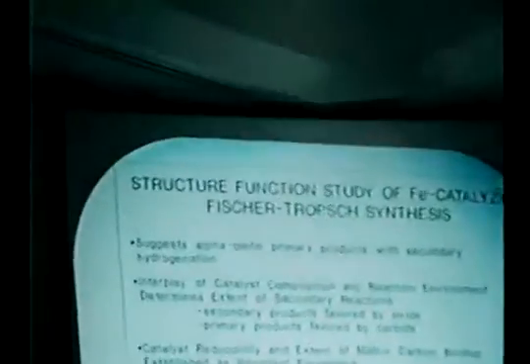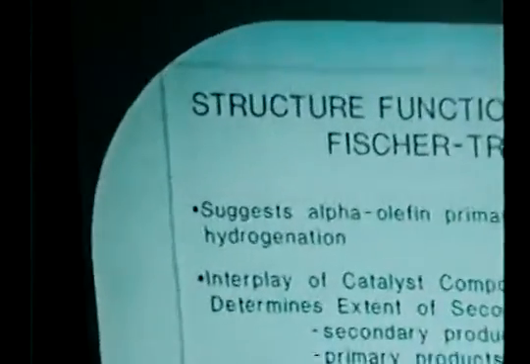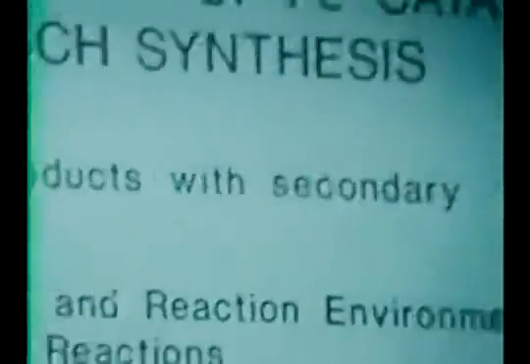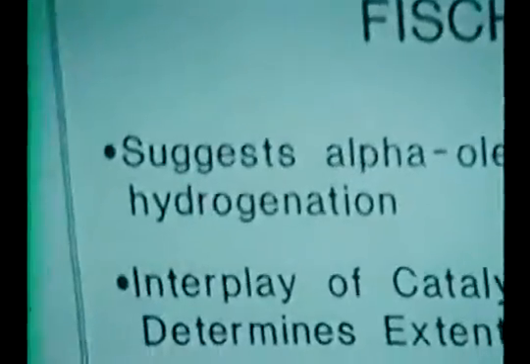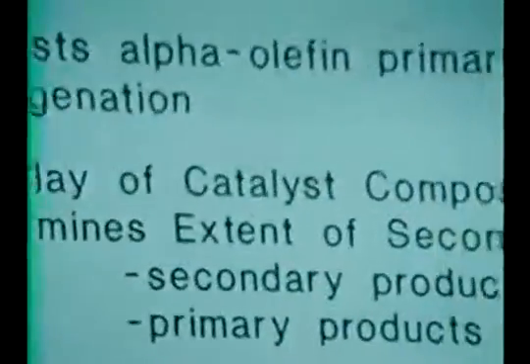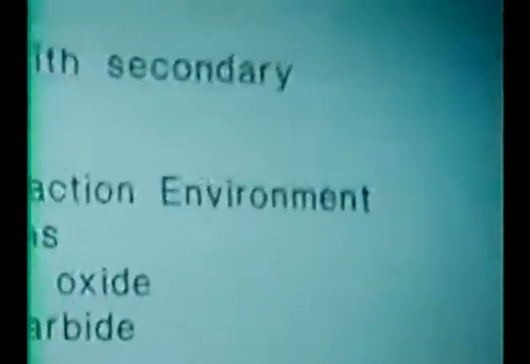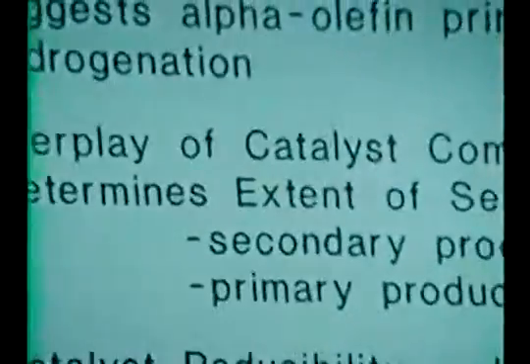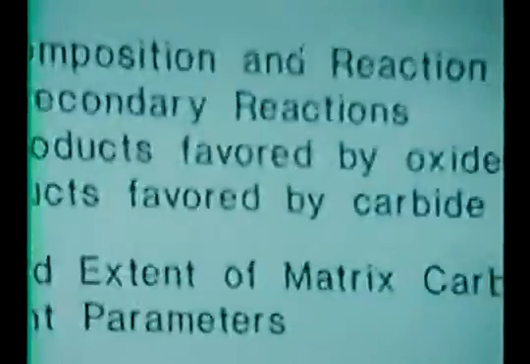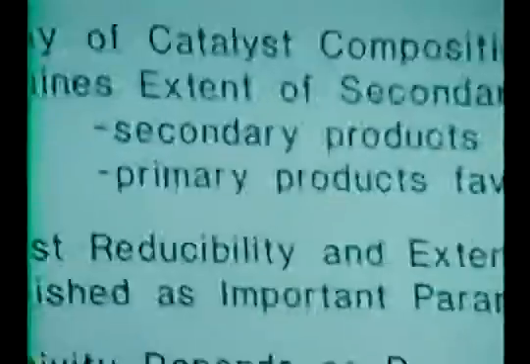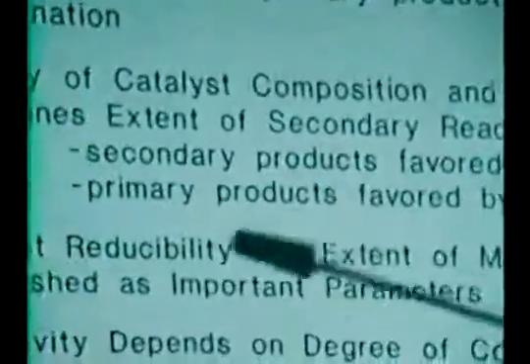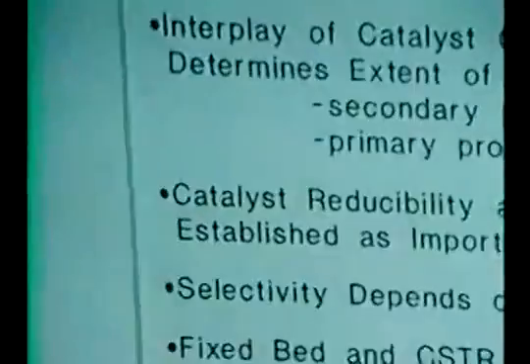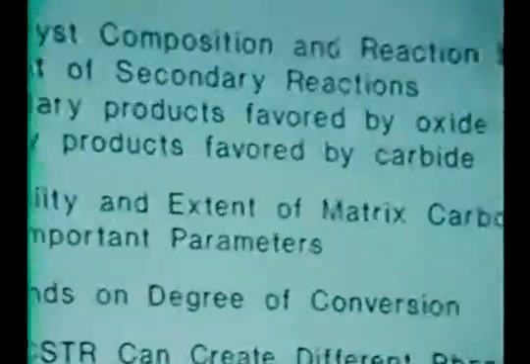So let me just sum up some of the findings and empirical rules that we've generated, which have helped us towards developing selective olefin synthesis catalysts. They would be that alpha olefins are the primary products, and we're faced with limiting the amount of secondary hydrogenation. There's an interplay of the catalyst composition and the reaction environment, which will determine the extent of secondary reactions. And these secondary products are favored by bulk oxides being present in the system. The primary products are favored in systems where, at least bulk-wise, we have the carbide present.